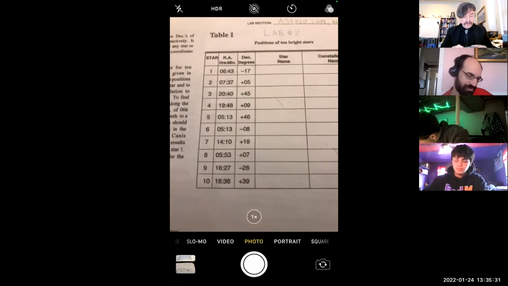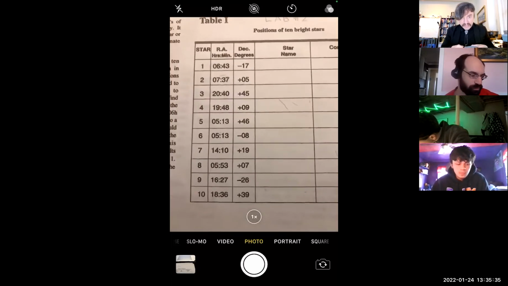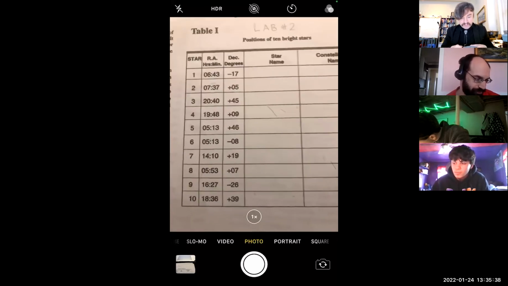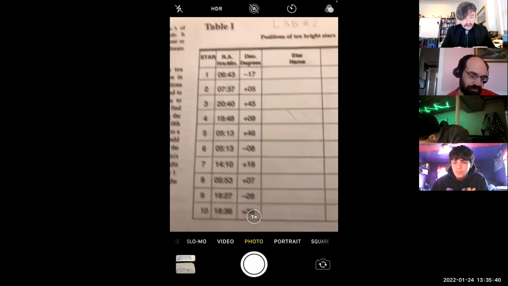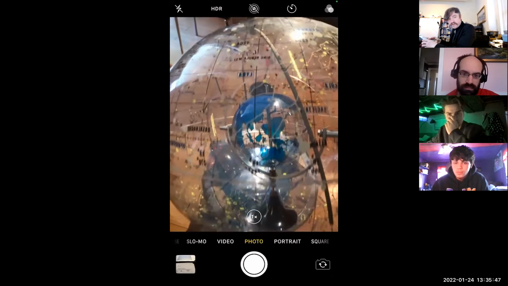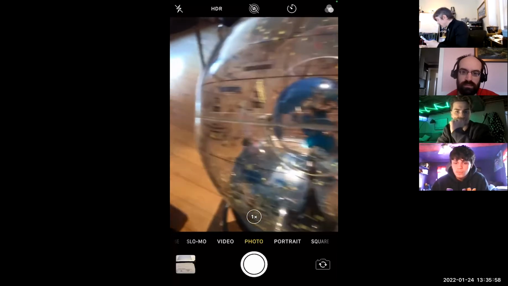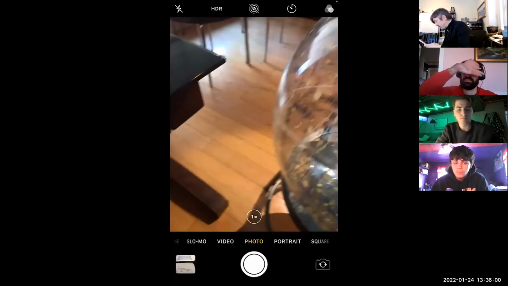Now, what we see here in table 1 are the equatorial coordinates, the right ascension and the declination, of the 10 brightest stars in the nighttime sky. Our job is to use these coordinates, use the celestial sphere, and identify what star they're talking about and what constellation it's in. Now, let's see if you guys can see this. Let's orient ourselves on this celestial sphere here.